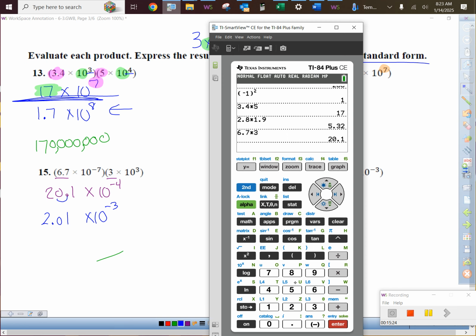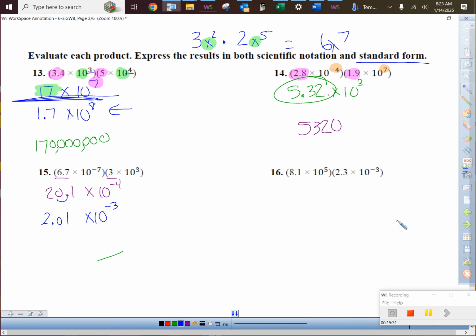8.1 times 2.3. Ooh, 18.63 times 10 to the what? Second. I'm going to change it. I'm going to just make something up because we haven't had any of these. I want to make sure that we're good. So, like, instead of doing this problem, I'm just going to make up a whole different problem. Sound okay? So just cross this out. Just cross it all out.